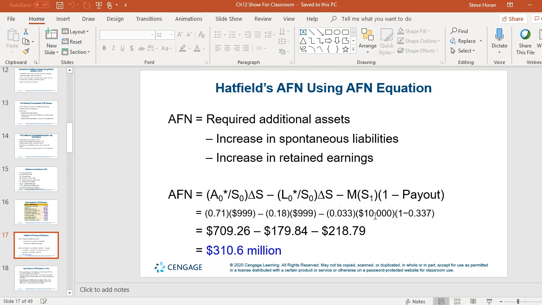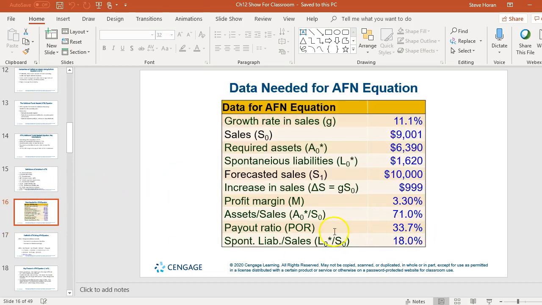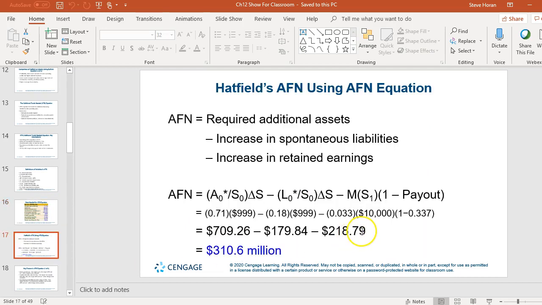I expect my sales next year to be 10,000. So 3.5% times 10 million, I should say 10 million, would be what I think my net income will be for next year. Then 1 minus payout, the payout ratio is 0.337 of earnings will be paid out as dividends right here. And so that is my net increase to retained earnings of 218.79 million.